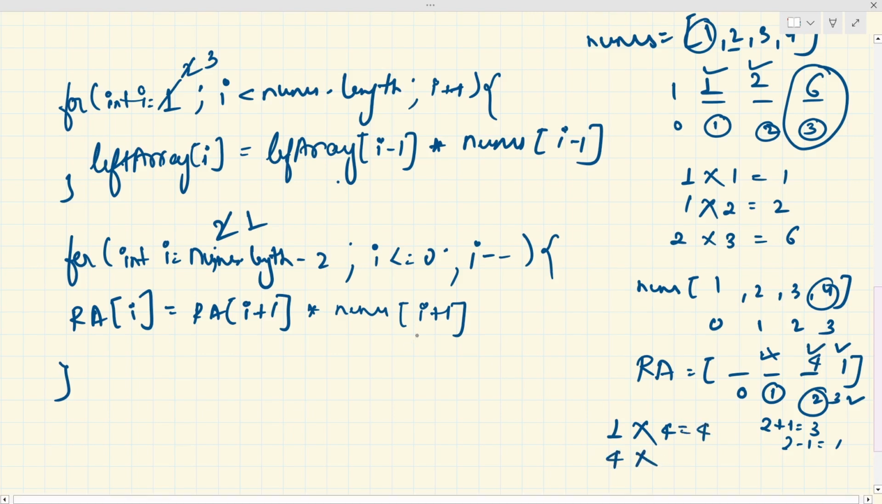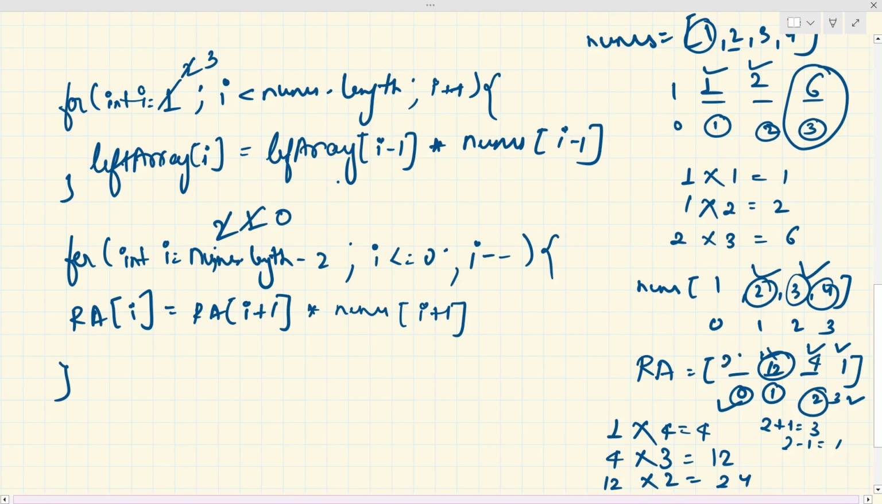So 4 multiplied by nums of i plus 1. So nums of i plus 1 is what? 1 plus 1, which is 2, means 3. So 4 times 3, and if you do it, you will get 12 as an answer. So this is the 12 I get, and after 1 we get 0. So we are right now at index 0. What's the value of the previous one? i plus 1, 0 plus 1, 12 multiplied by the value in nums at 0 plus 1, which is 2. So 12 multiplied by 2 gives 24.